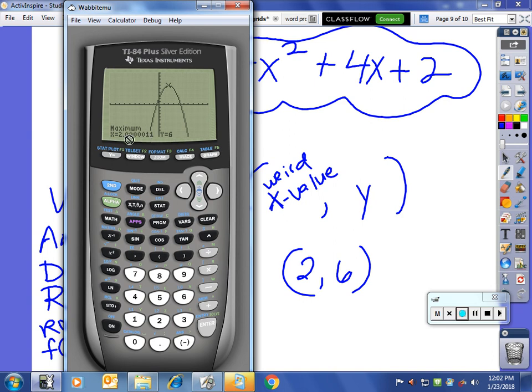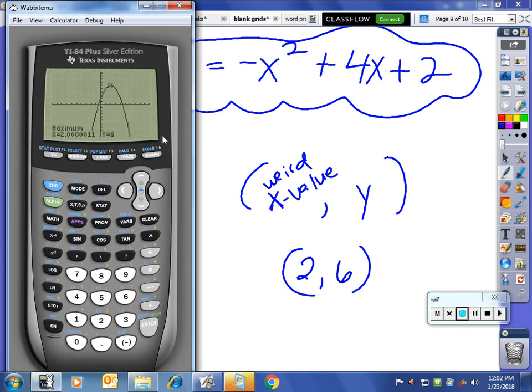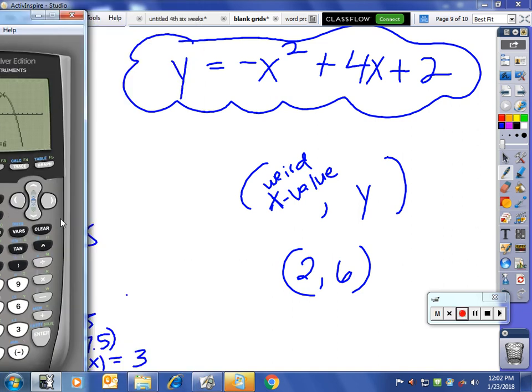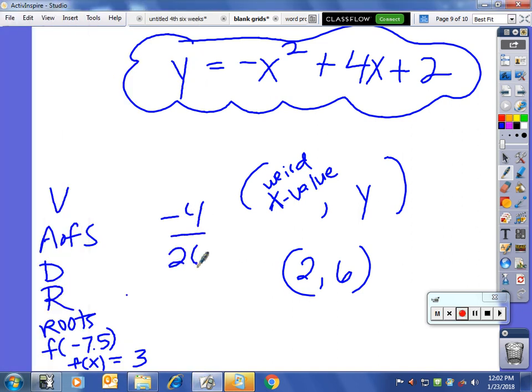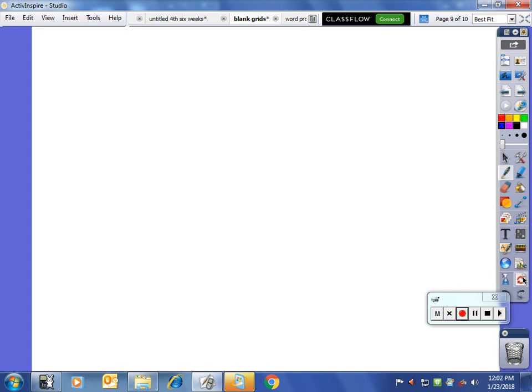And some kids can look at this and go, oh, I know it's supposed to be 2. But I just don't want you to put 2.00000011. That's not correct. The exact x value is always found by the opposite of b over 2 times a. It's not 2 point anything. It's exactly 2. Okay, so that's the only reason I really didn't show you that way in the beginning, because it gives you weird x values. Is the y value correct? Yes.